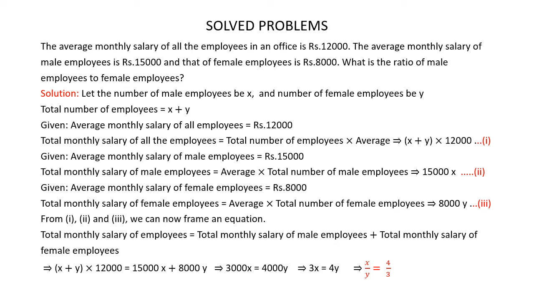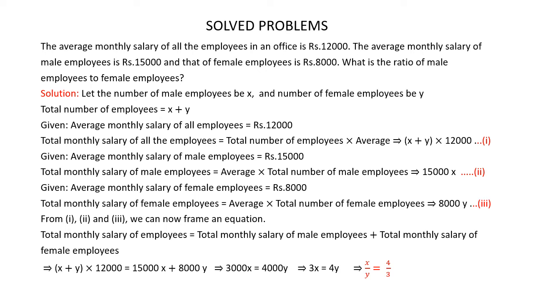Now the number of male employees is X and number of female employees is Y. So total number of employees is X plus Y. It's given that the average monthly salary of all the employees is 12,000. So total monthly salary of all the employees is total number of employees multiplied by average. This is X plus Y multiplied by 12,000. So the total monthly salary of all the employees is X plus Y multiplied by 12,000. This is the first equation.